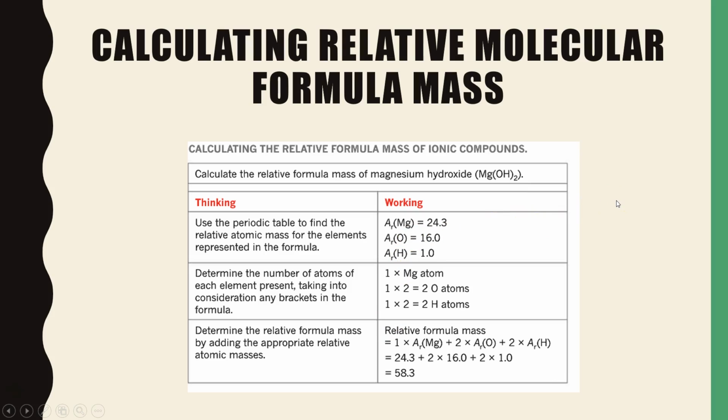As an additional example, if you have an ionic compound, you've got magnesium and you have hydroxide here, so oxygen and hydrogen. To calculate that, again, you go back to the periodic table and you find that magnesium has an atomic mass of 24.3, oxygen has a relative atomic mass of 16, and hydrogen 1. We have one magnesium atom, two oxygen atoms, and two hydrogen atoms, because this subscript 2 applies to the whole bracket. Therefore, if we add all of the relative atomic masses together, we receive our relative molecular mass of 58.3.